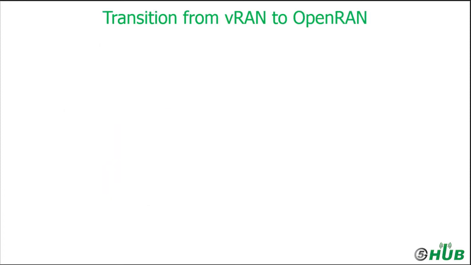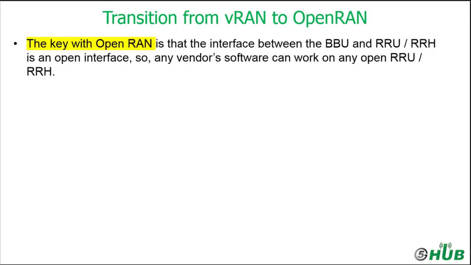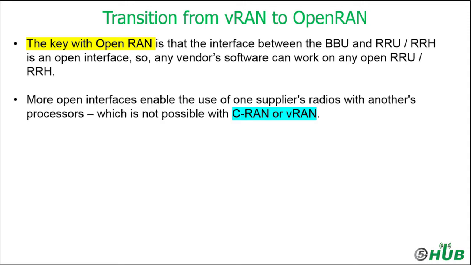Now, the transition from vRAN to OpenRAN. What is the key with OpenRAN? The key with OpenRAN is that the interface between the BBU and RRU or RRH is now an open interface. So any vendor software can work on any open RRH or RRU. With more open interfaces, this will enable one supplier for radios and another for processors, which is not possible with CRAN or vRAN and is limited by proprietary hardware or proprietary software. So OpenRAN is a disaggregation of hardware and software.